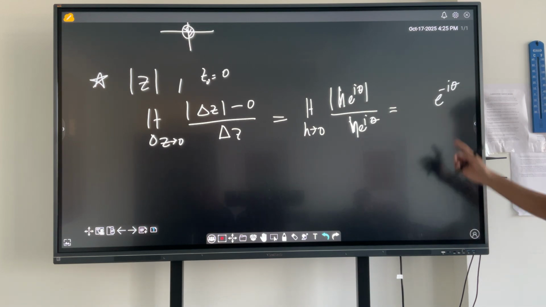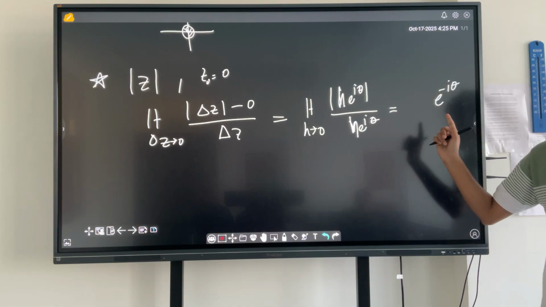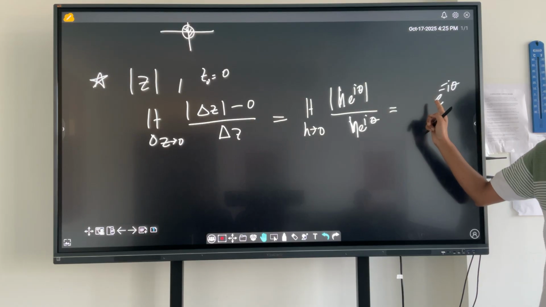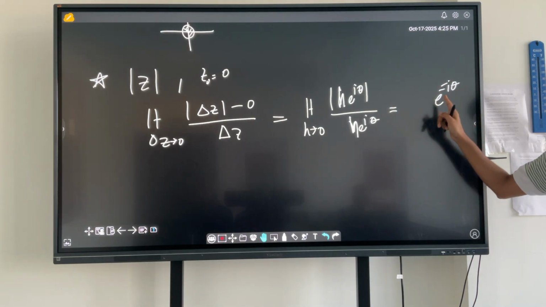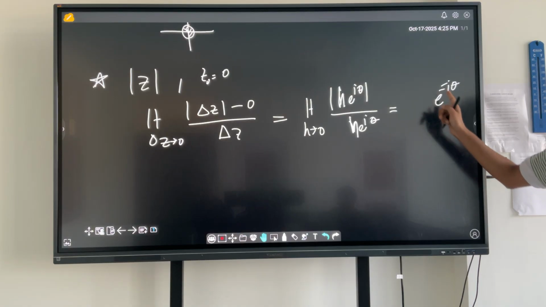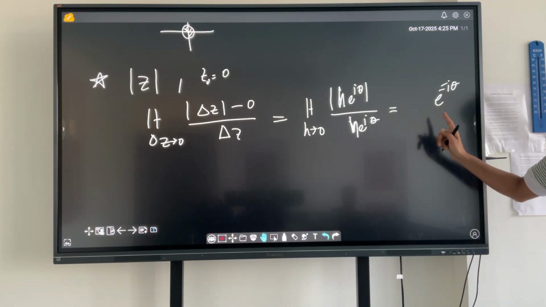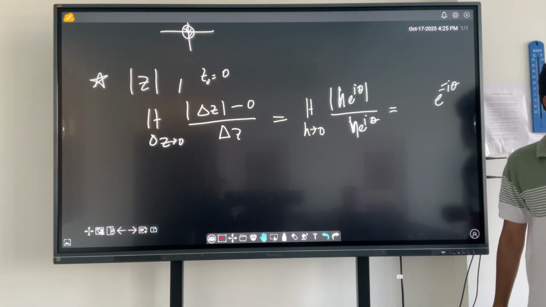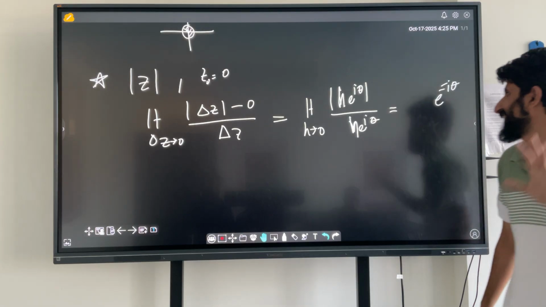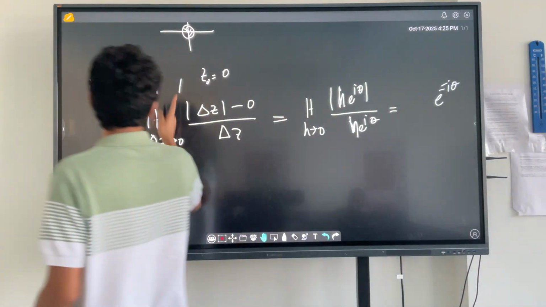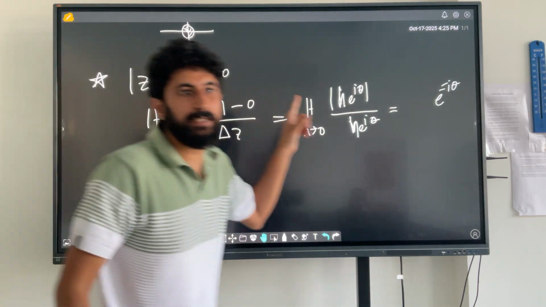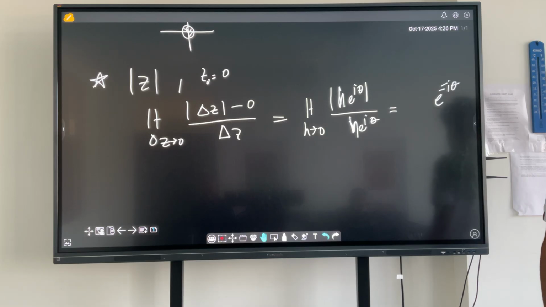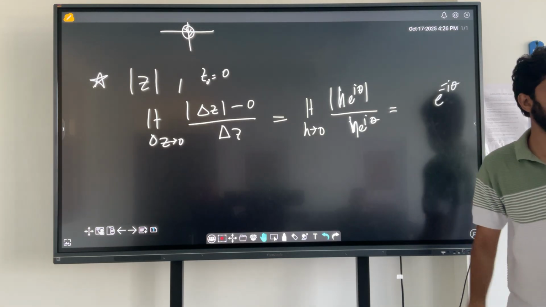Is this guy independent of theta? It is dependent. Sorry, I misunderstood. It is dependent on theta. So therefore, is this function complex differentiable at z equals 0? No, it is not. This function is not complex differentiable at z equals 0.